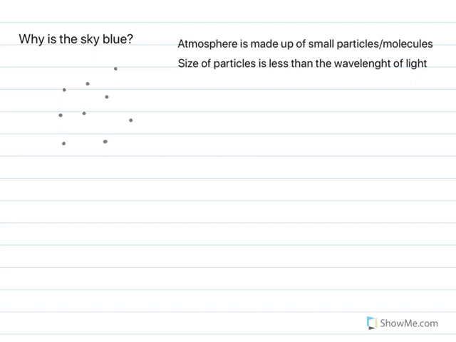Now let's see why the sky is blue. First, the atmosphere is made up of small particles, and the size of these particles is less than the wavelength of light. So if the size of the particle is less than the wavelength of light, you will expect uneven scattering to take place. What do you mean by uneven scattering? It is the blue light that will be scattered most.